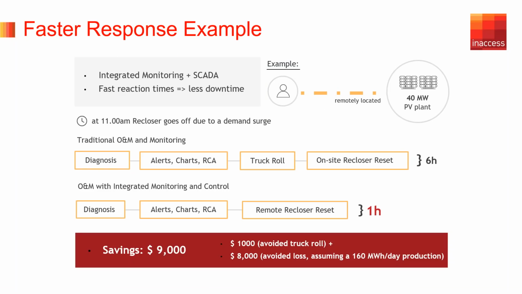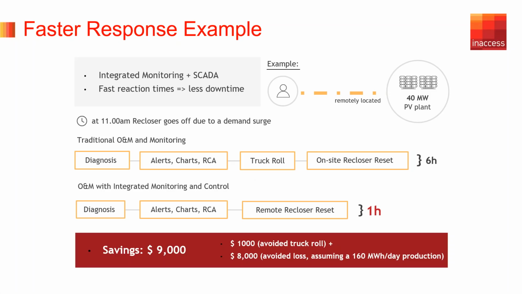Let me give you an example of what you can save with a good SCADA, only for the fast response. So imagine we have a 40 megawatt plant somewhere in Australia, and as Bea said before, the distances are long in Australia. So if the main enclosure goes off, let's say at 11 a.m. in the morning, so the whole plant is disconnected, you start losing energy that can be delivered to the grid. With a traditional approach that you have to do the diagnosis and send someone on site, it can take, let's say, 6 hours. So you have 6 hours with no production.